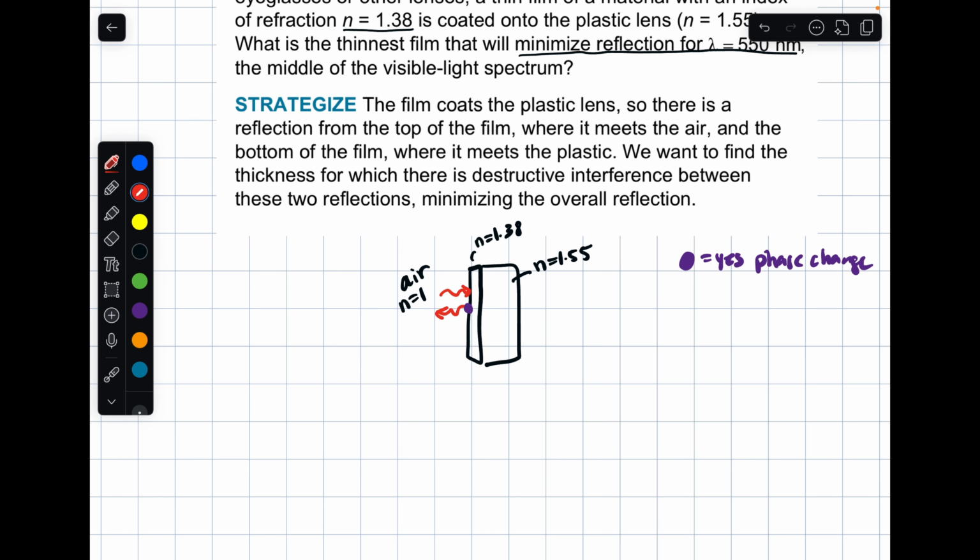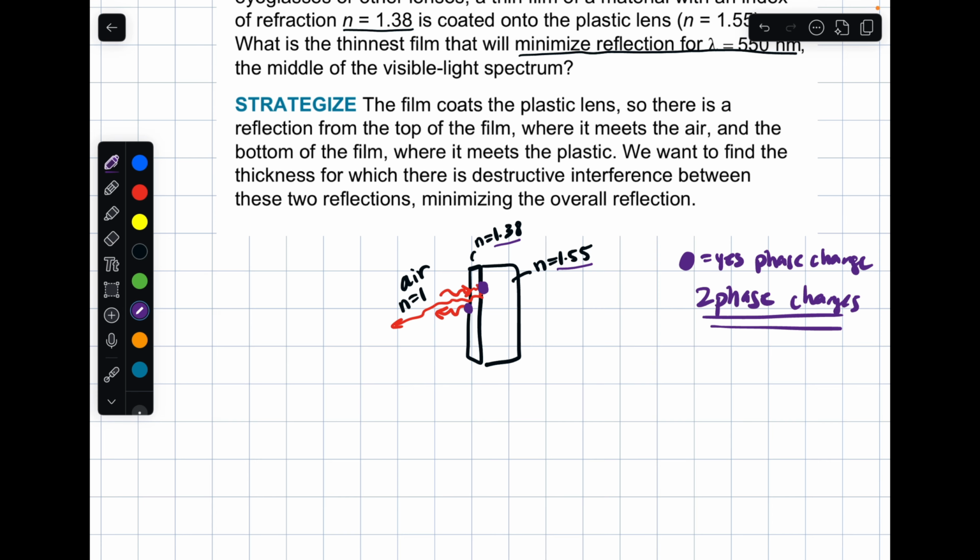Well, some of that light we initially sent in is going to go through that film, and it's going to get reflected as well. And so when that one reflects, does that one have a phase change? It goes from 1.38 to 1.5, so yes, it does. So we have two phase changes occurring.